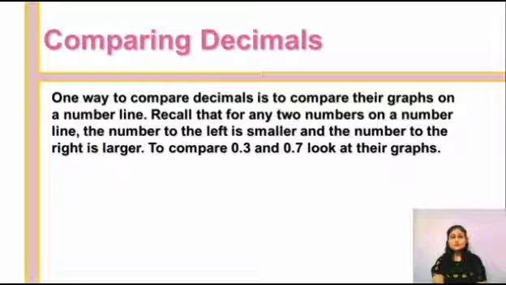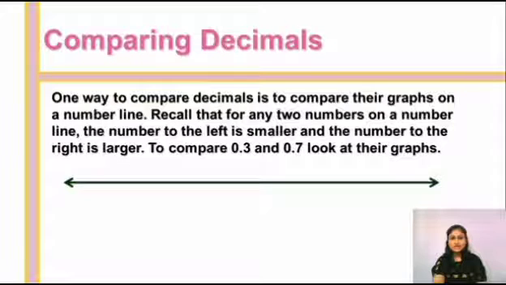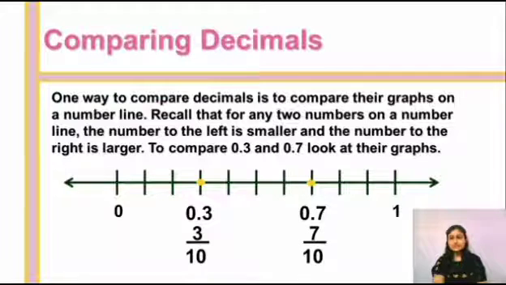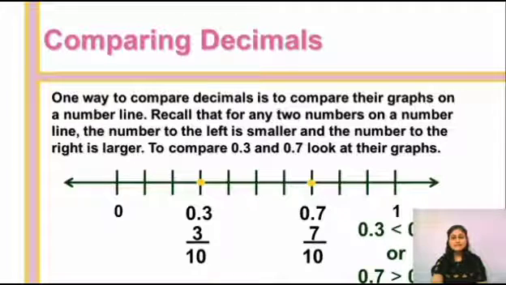Now, how to compare decimals? One way to compare decimals is to compare their graphs on a number line. Put any two numbers on a number line. The number to the left is smaller and the number to the right is larger. To compare 0.3 and 0.7, look at their graphs. 0.3 is here, and we can write it as 3/10, and 0.7 is here, or we can write 7/10. Now 0.3 is on the left side of 0.7, so we can say that 0.3 is less than 0.7, or you can write 0.7 is greater than 0.3.